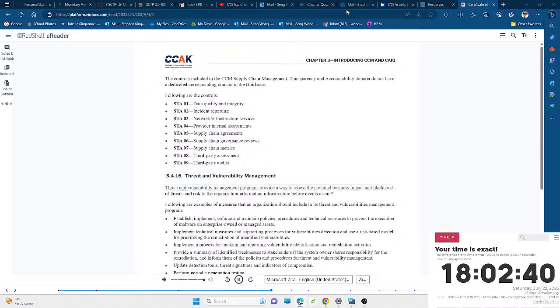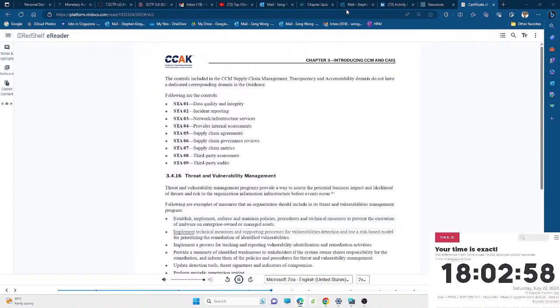3.4.16 Threat and Vulnerability Management. Threat and vulnerability management programs provide a way to assess the potential business impact and likelihood of threats and risk to the organization's information infrastructure before events occur. Following are examples of measures that an organization should include in its threat and vulnerabilities management program: establish, implement, enforce, and maintain policies, procedures, and technical measures to prevent the execution of malware on enterprise-owned or managed assets.